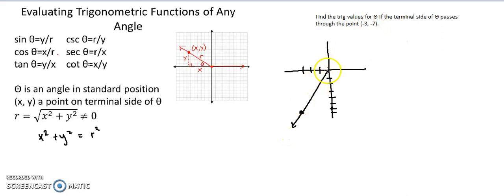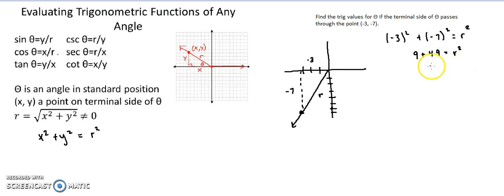And we need to set up our triangle. So we know we counted 3 to the left, that's this side. And then we counted 7 down, that's this side. And we need to find r. So we use this over here to find r. So we've got -3 squared plus -7 squared equals r squared, and we solve that. So 9 plus 49 is r squared. Okay, and when we take the square root, we get square root of 58 equals r.